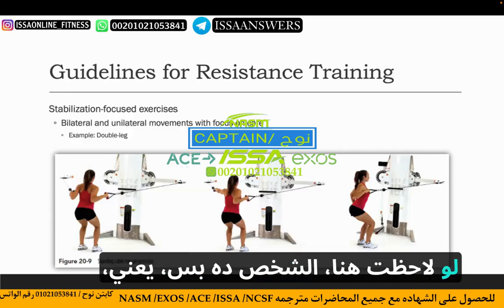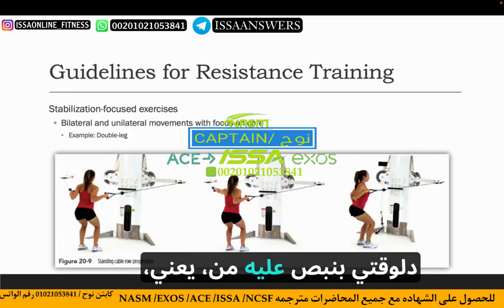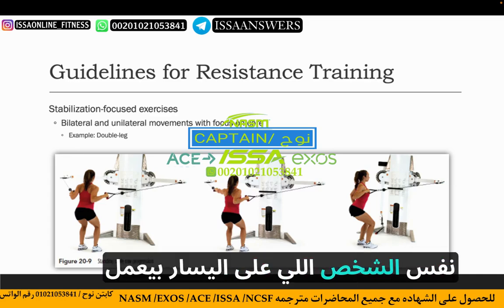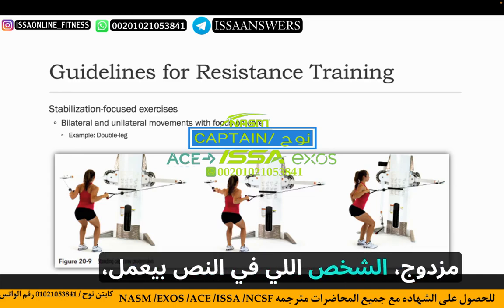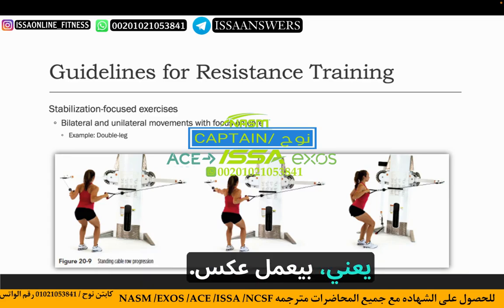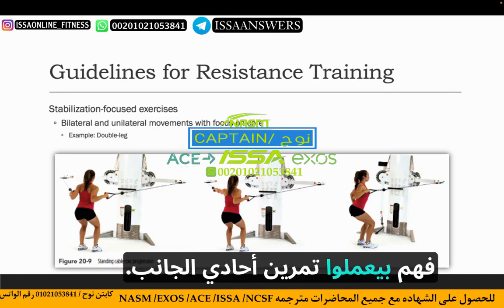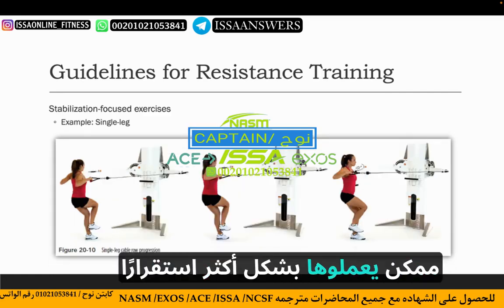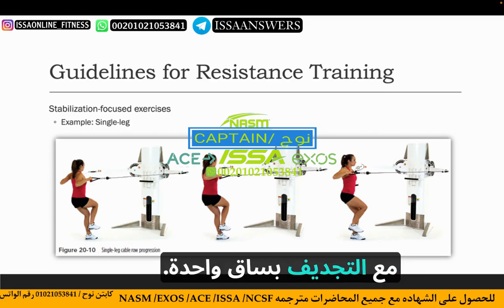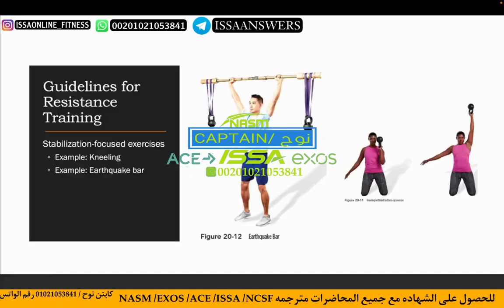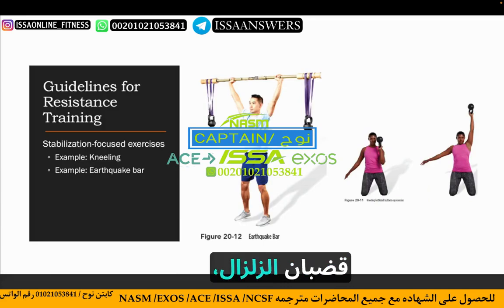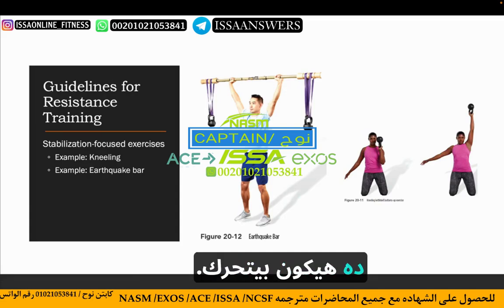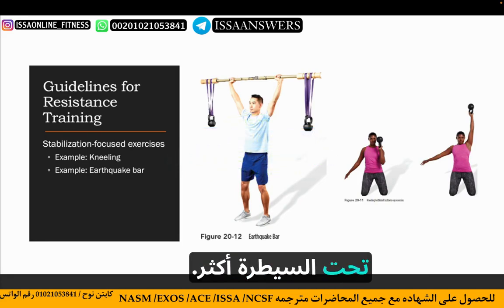So stabilization focus, if you notice here, now we're looking at it from one or two sided. If you look at the person on the left doing double, the person in the middle is doing opposite. So they're doing unilateral. So that's really important as well. They can do it more stabilized with single leg rowing, right? We can also do things like earthquake bars, which if you've ever used one of those before, very, very challenging, but it's stabilizing because that bar is going to be moving. So that means you have to be more under control.